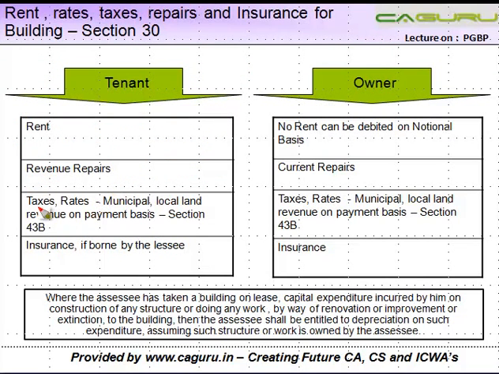The third one, taxes, rates. Any kinds of rates or taxes in respect of the building are allowed as a deduction under this section. Municipal, local, and revenue on payment basis. Now this is interesting, although we are going to look at it in detail in the subsequent slides. But what this means is that certain expenditure which are payable to the government are allowed as a deduction only on a payment basis.